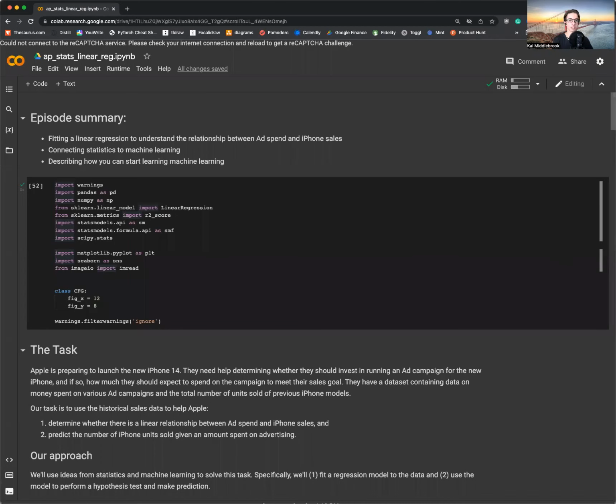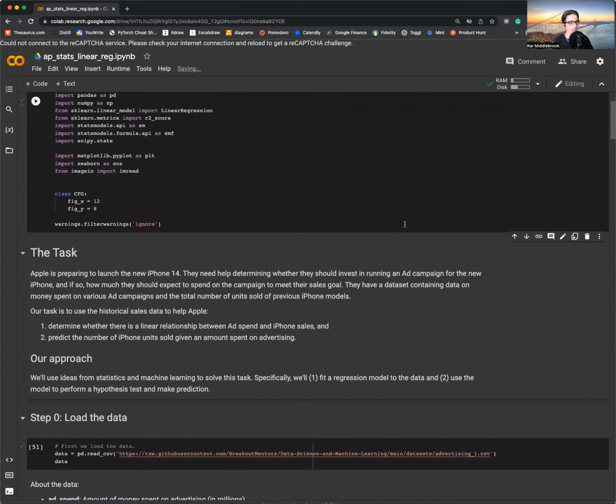So, one second, let me share my screen so you guys can all see what I'm looking at too. Cool. Awesome. So, in today's episode, we're going to fit a linear regression model to understand the relationship between ad spend and iPhone sales. Then we're going to connect statistics to machine learning and talk a little bit about how they're related and how they're different. And then we're going to wrap up by describing how you can start learning machine learning and building machine learning powered apps. So cool. With that, let's get rolling.